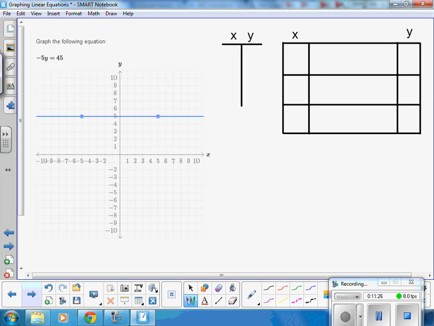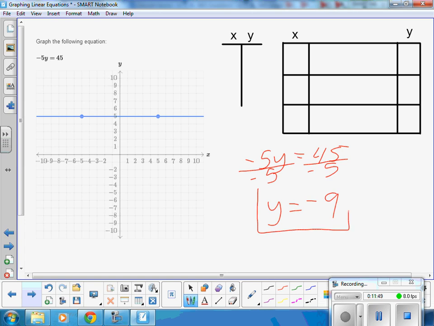-5y equals 45. Again, I'm only given one letter, so I just want to know what that one letter is equal to. So if I have -5y equals 45, I want to know what y is equal to. I divide by -5, divide by -5, and I get -9. Y is equal to -9. No matter what the value of x is, y is -9.